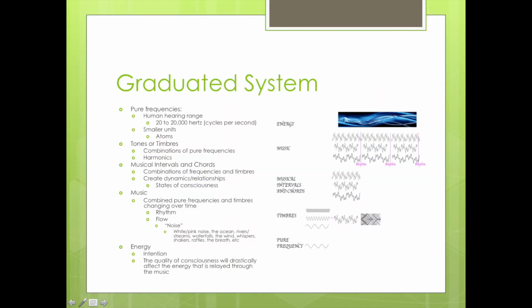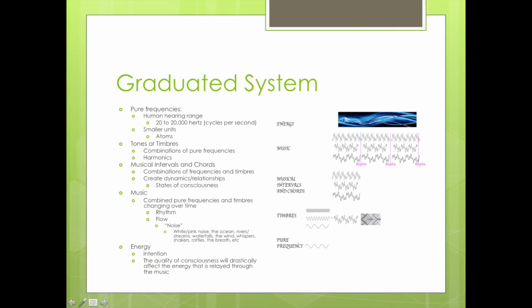So first I want us to look at a general outline of how vibration is sorted. On a very basic level, we have single pure frequencies. So we're looking at a graduated system of sound, and we usually measure these frequencies in hertz. The human hearing range is about 20 to 20,000 hertz. 1 hertz is 1 cycle per second, and 1,000 hertz is 1,000 cycles per second. So 1 hertz is a very low pitch, and 1,000 hertz is a much higher pitch.